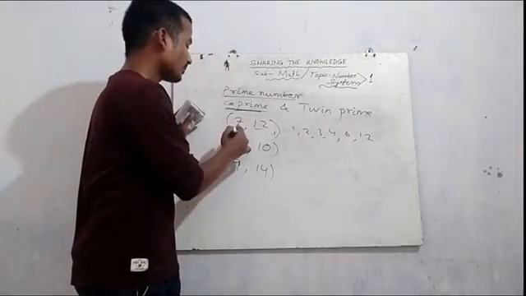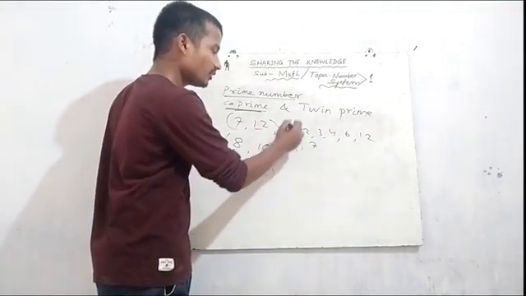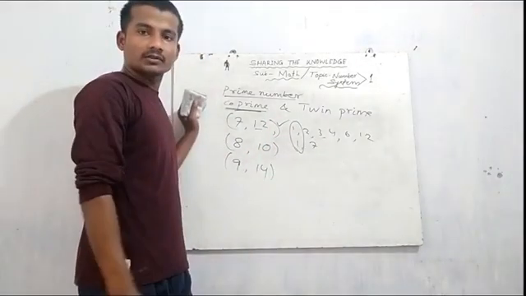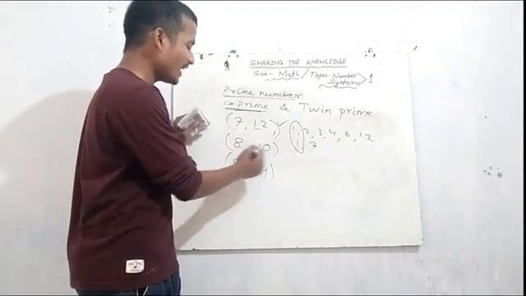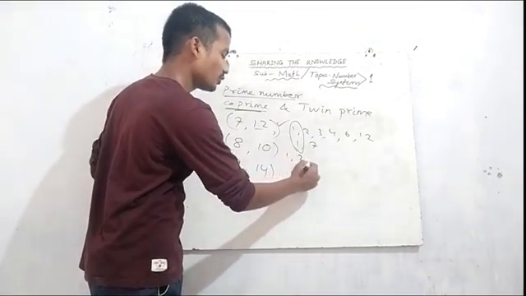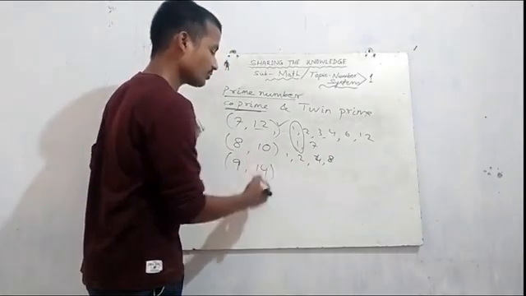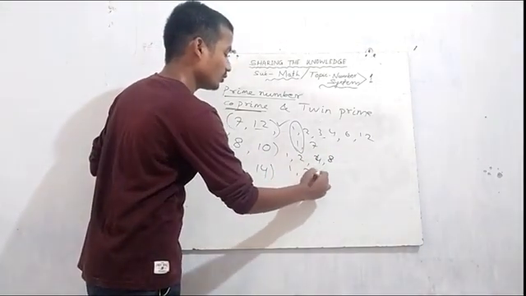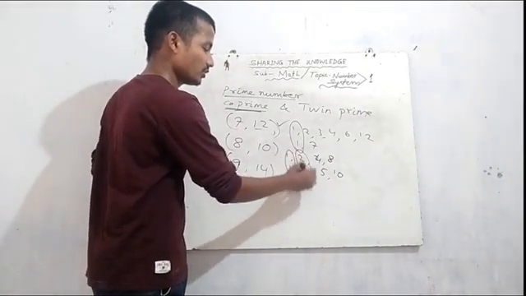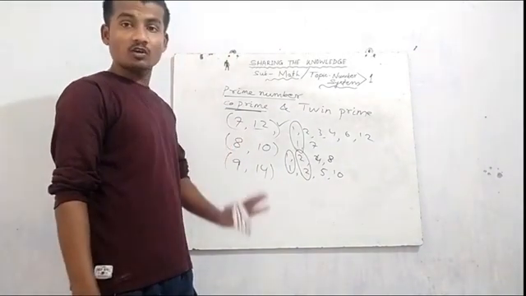Okay, so 7's factors are 1 and 7. How many common factors are there? Only 1. Okay, 8 and 10. Factors of 8: 1, 2, 4 and 8. Factors of 10: 1, 2, 5, 10. How many common factors are there? 1 and 2. So there are 2 common factors. That's why 8 and 10 are not co-prime numbers.